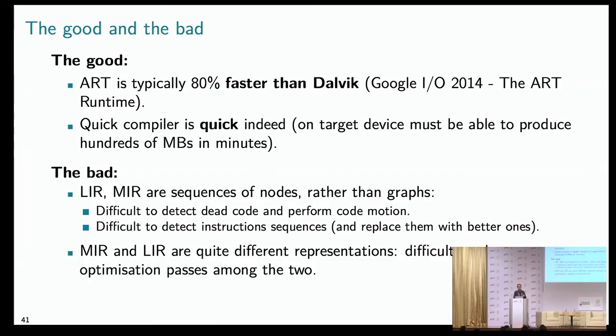The negative, in my opinion, is that LIR and MIR representations are chains of nodes rather than dependency graphs. So things like doing code motion, detecting dead code, or peephole optimization, like replacing sequences of MIR nodes with particular instructions, are quite difficult to do. Also, MIR and LIR are quite different from each other, so if you write an optimization on one representation, it won't work on the other. So there is kind of a hassle involved in having these two representations.